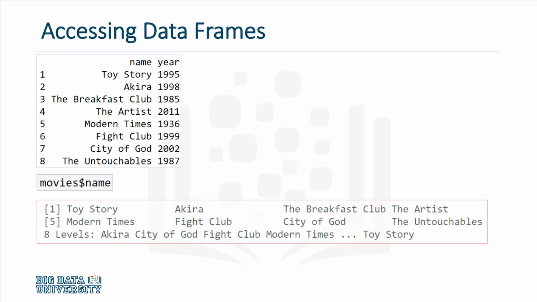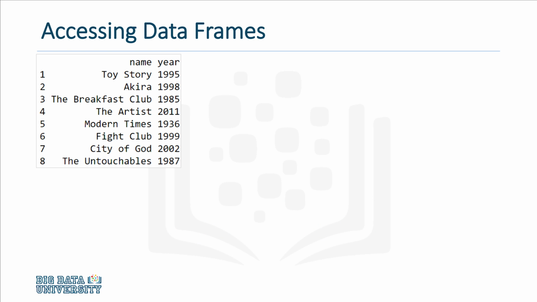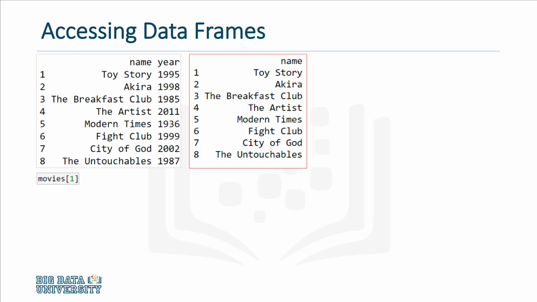So in this case, we will retrieve all the names of the data frame. In addition to the $ sign symbol, we can access a column by specifying the column number inside of the square brackets. So in this case, we again retrieve the names column since it's the first column of the data frame.